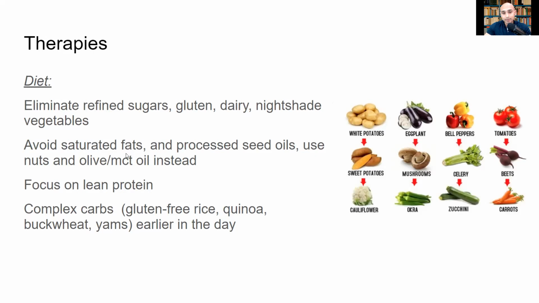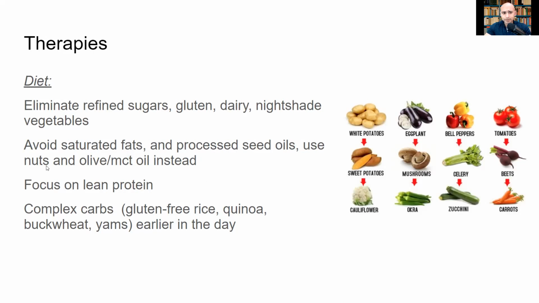You want to avoid saturated fats and processed seed oils and use nuts and olive oil and MCT oil, macadamia oil for your fat sources, as the saturated fats and processed seed oils tend to worsen insulin sensitivity, and the omega-3 to omega-6 ratio is more favorable towards omega-6, which is not good. You want to have a 1-to-1 ratio of omega-3 to omega-6, and that's found with processed seed oils such as sesame seed oil and canola oil.